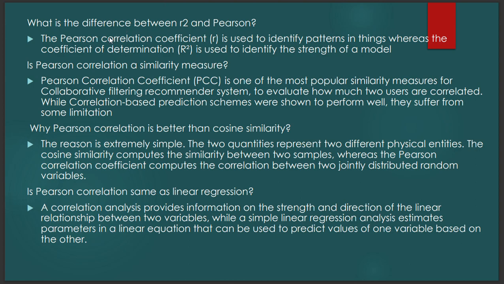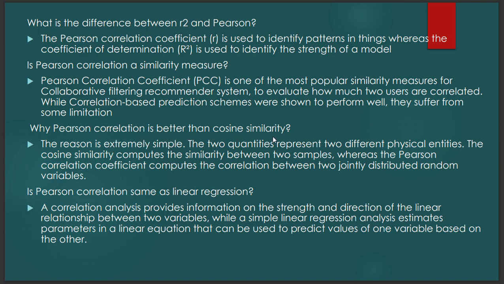What is the difference between R2 and Pearson? The Pearson correlation coefficient r is used to identify patterns of the coefficient or similarity model. Pearson correlation is a similarity measure. Pearson correlation is the most popularly used similarity measure in collaborative filtering or recommendation systems, while correlation-based predicted schemes suffer from some limitations.